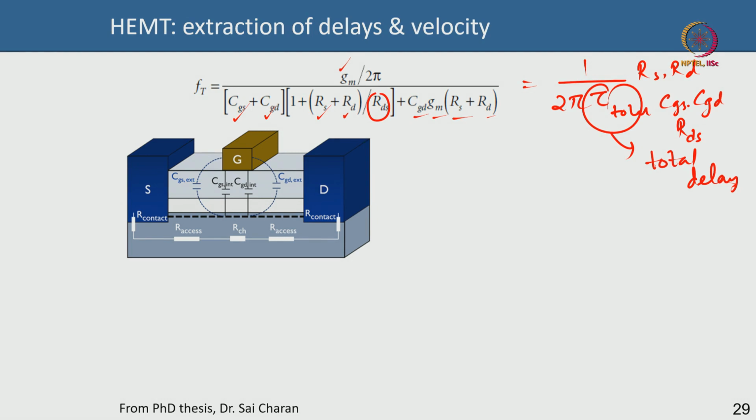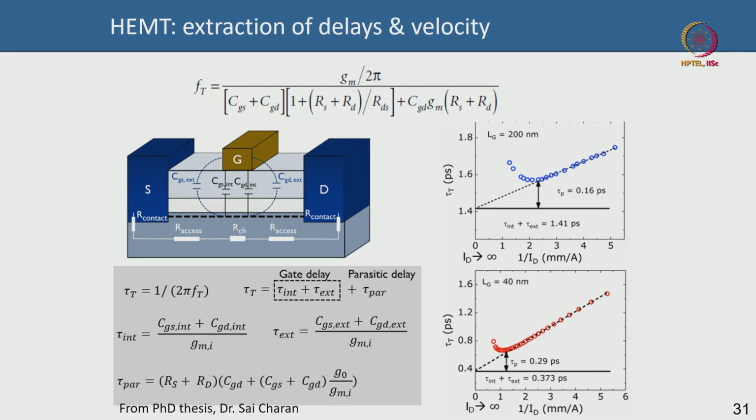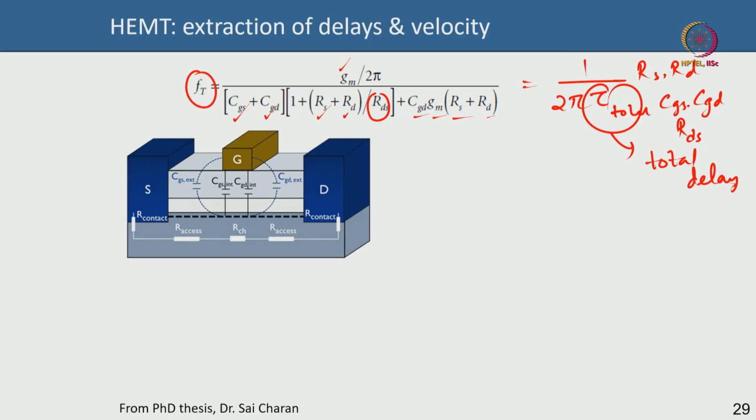So the total delay actually gives you the cutoff frequency here. And what is the total delay? You can broadly define the delay into two parts. One is the gate delay, which I will come to. Essentially, it is the delay that happens due to the gate. Gate delay has two parts.